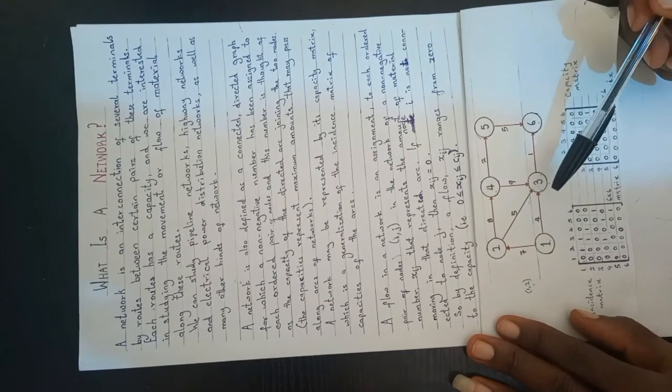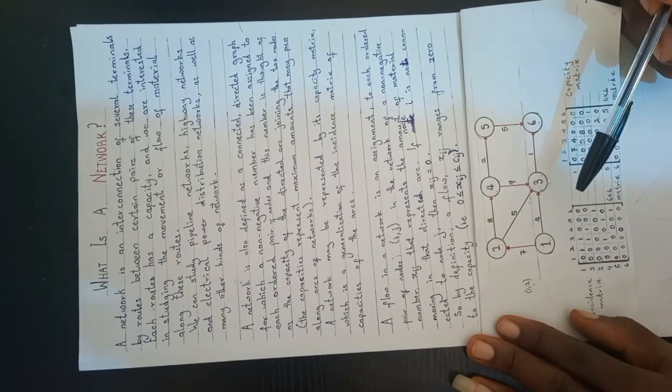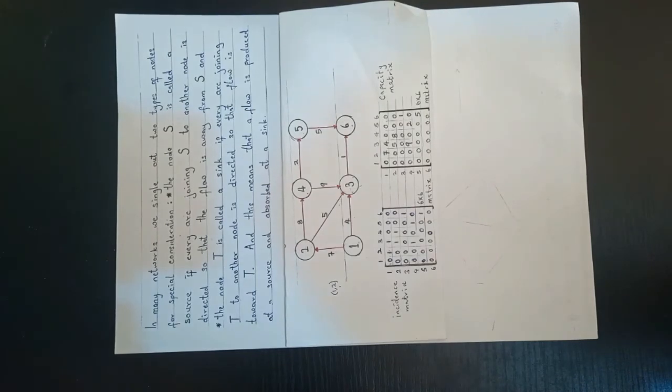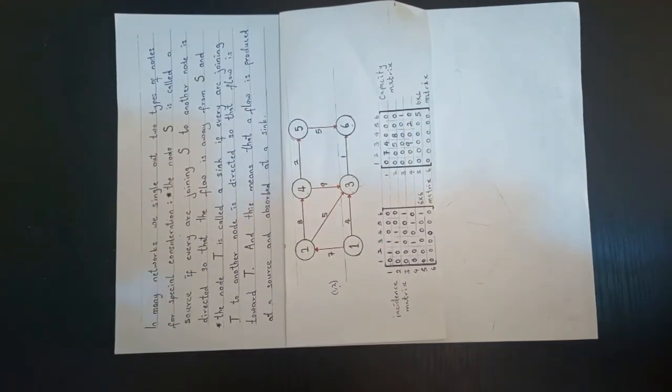But before we end this video, we'll talk about the source and the sink in a network. In many networks, we single out two types of nodes for special consideration. The node S is called a source if every arc joining S to another node is directed so that the flow is away from S. And the node T is called a sink if every arc joining T to another node is directed so that the flow is towards T. And this means that a flow is produced at a source and absorbed at a sink.